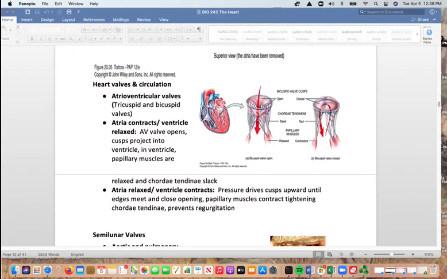Okay, so with the heart valves, I apologize for the interruption. We have the AV valves that come open; when those are open and the atria are contracting, blood will flow down into the ventricles. When the ventricles contract, the AV valves get pushed closed to prevent backflow of the blood. The chordae tendineae prevent the valves from opening backwards like an umbrella turning inside out.